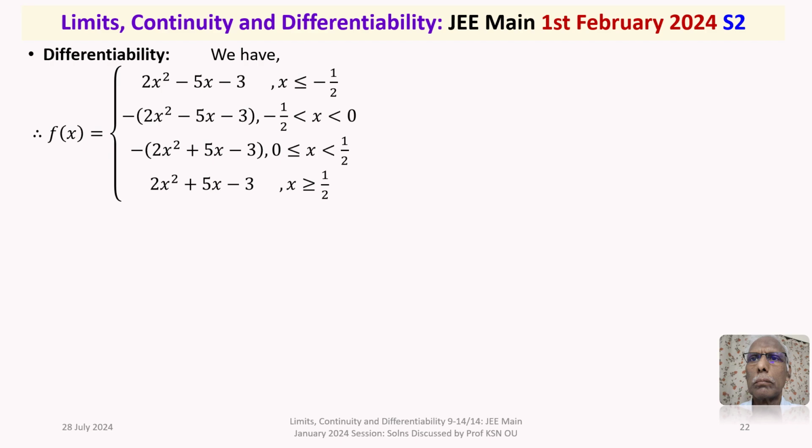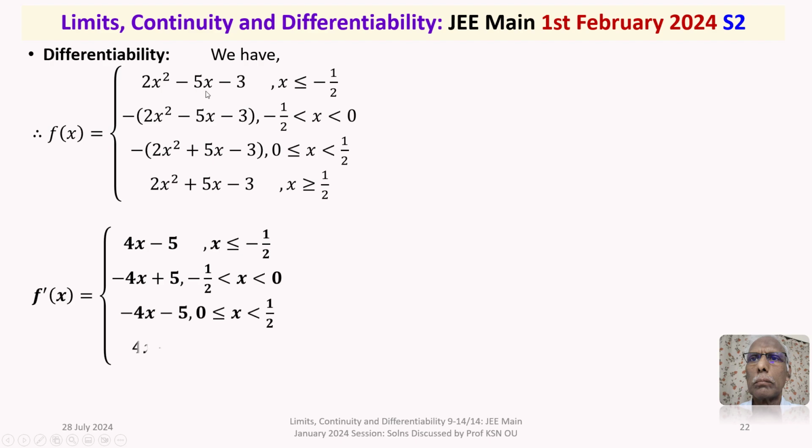We are talking about differentiability. Differentiate. F prime x is equal to 4x minus 5 in this, x less than or equal to minus 1 by 2. Here minus 4x plus 5 when minus half is less than x less than 0. Minus 4x minus 5 when 0 is less than or equal to x less than 1 by 2. And 4x plus 5 when x is greater than or equal to half. Now discuss the differentiability.